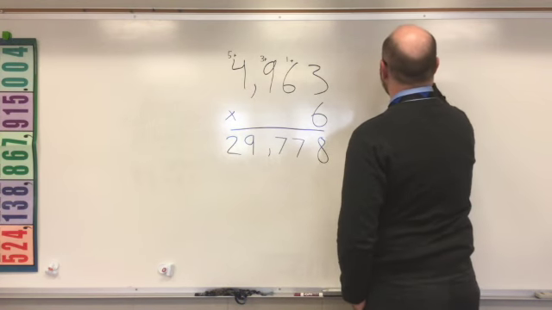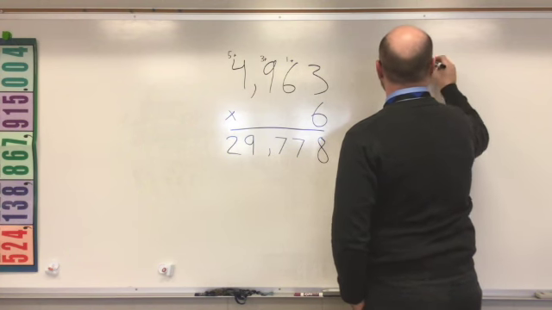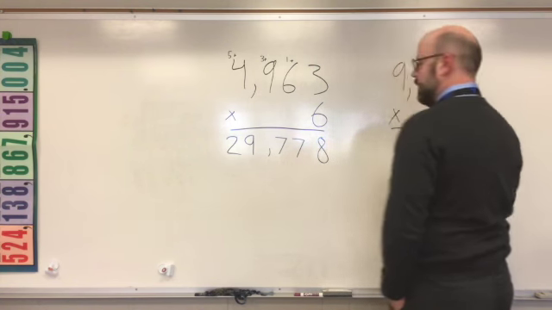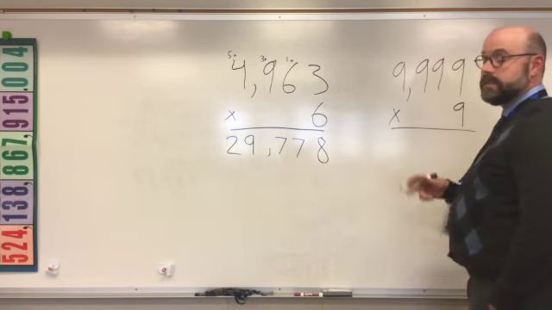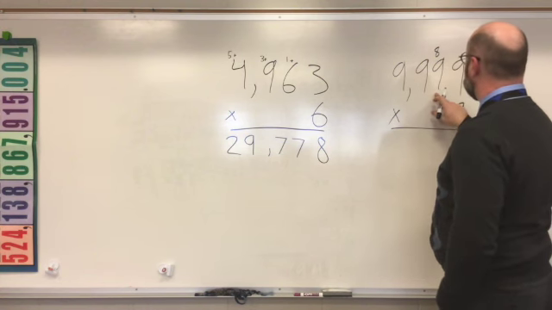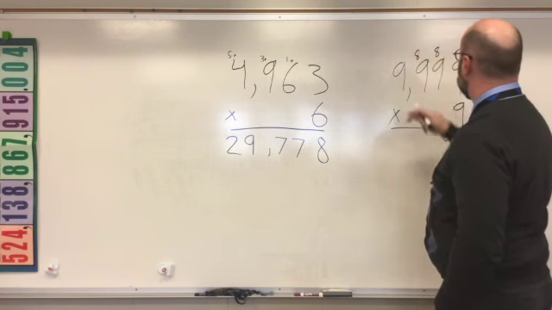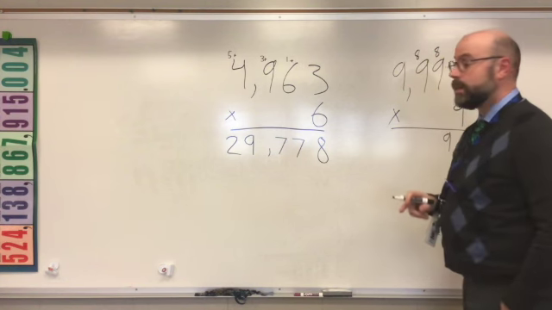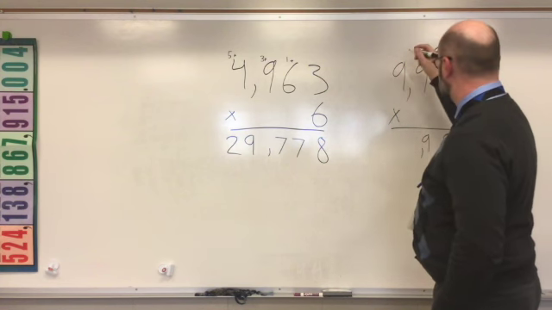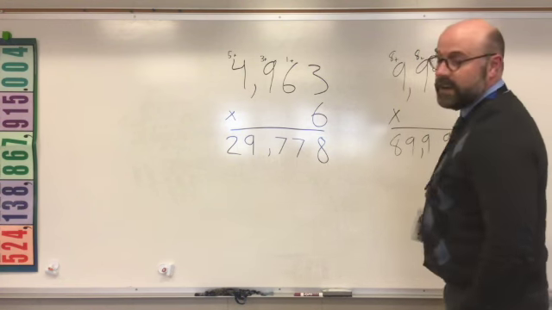Let's look at another example. Let's do 9,999 times 9. 9 times 9 is 81. 1 down, carry the 8. 9 times 9 is 81, plus 8 is 89. Same again each time: 9 times 9 is 81, plus 8 is 89. 89,991.